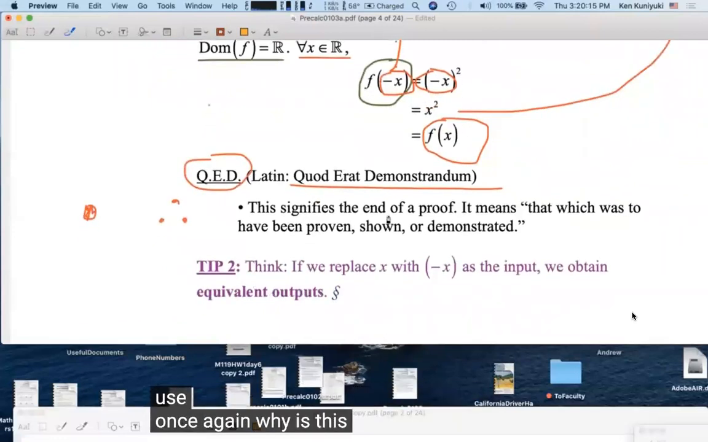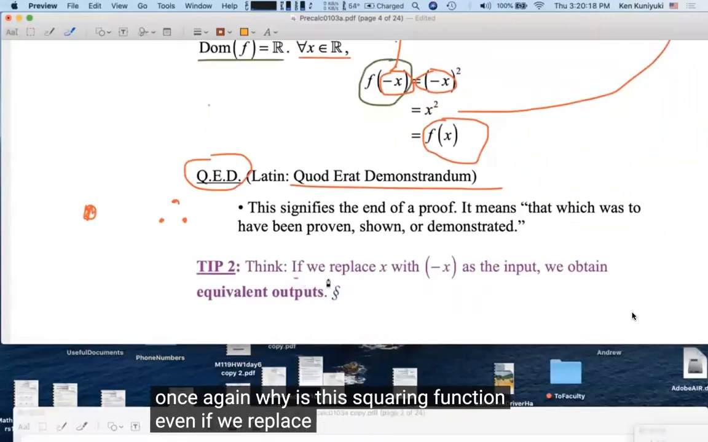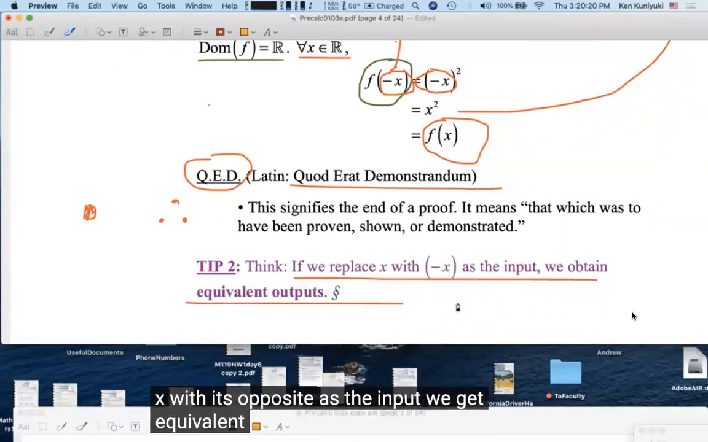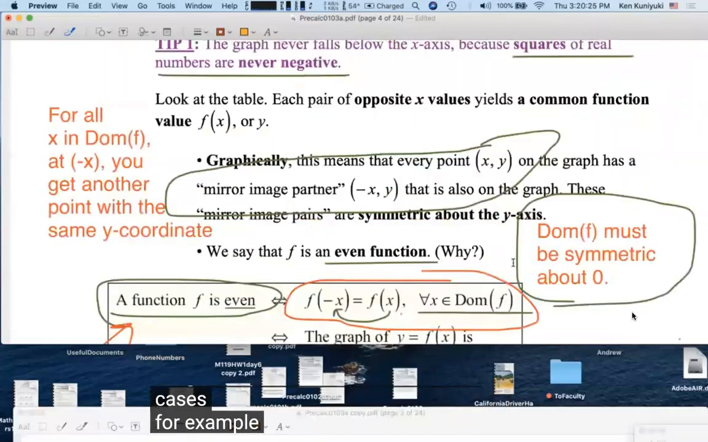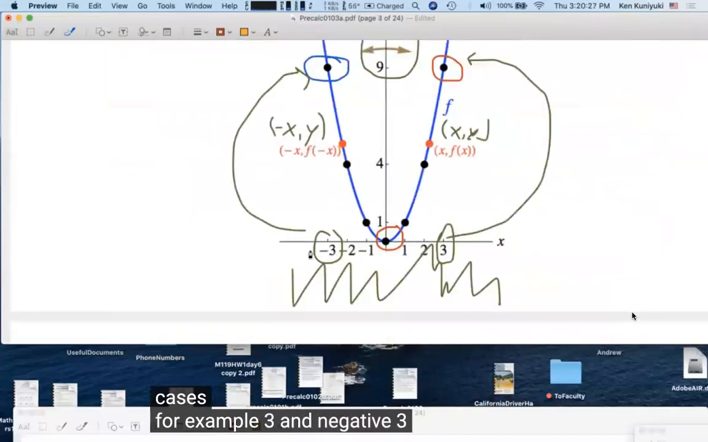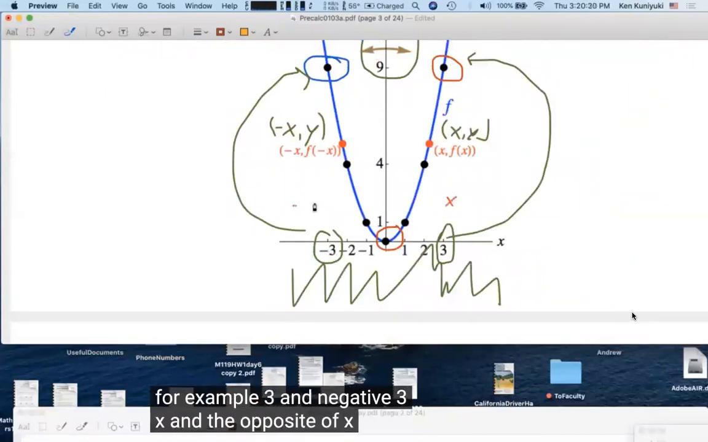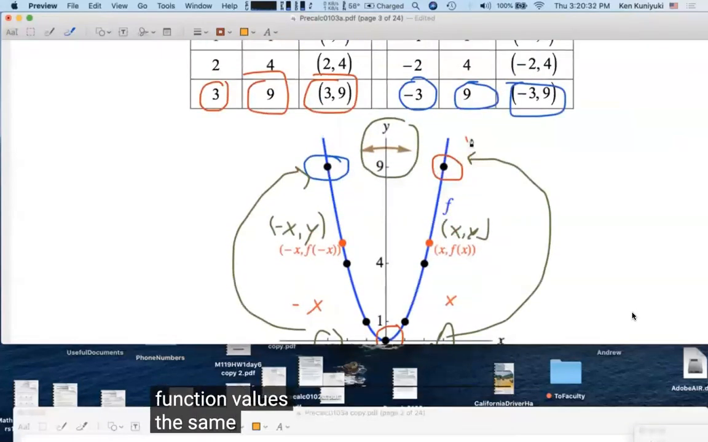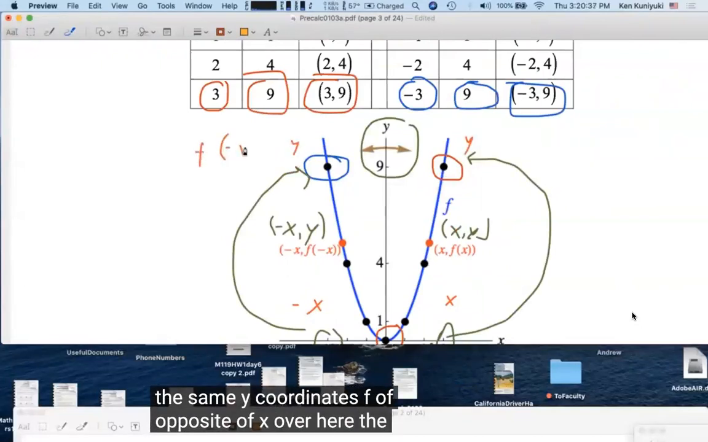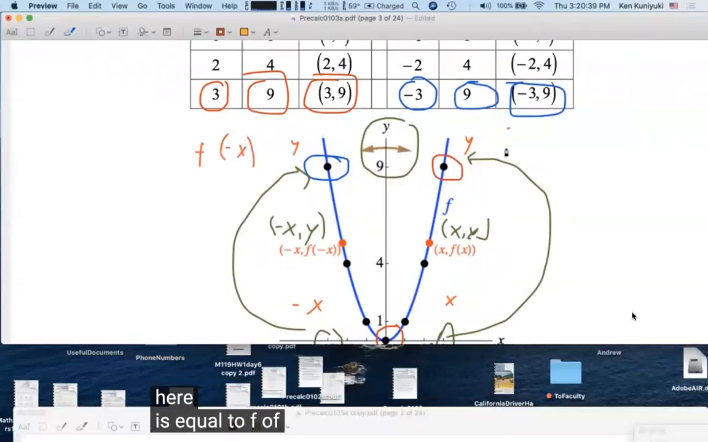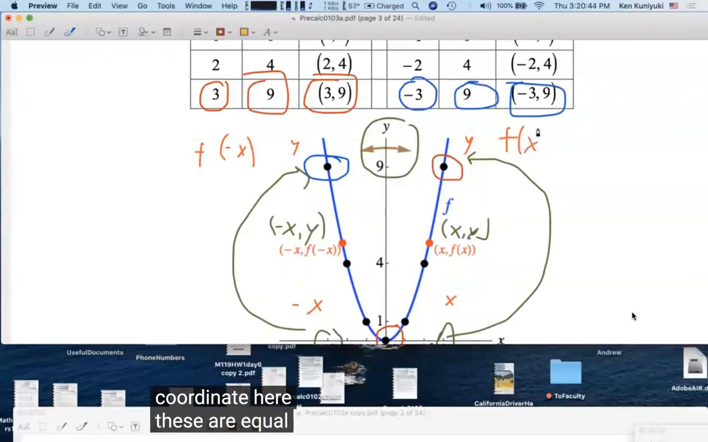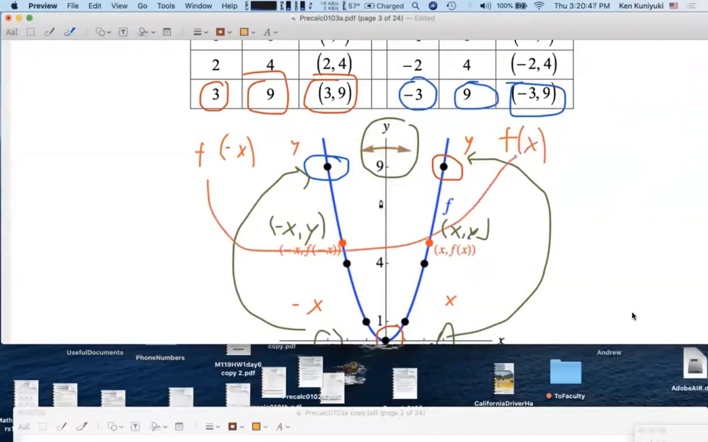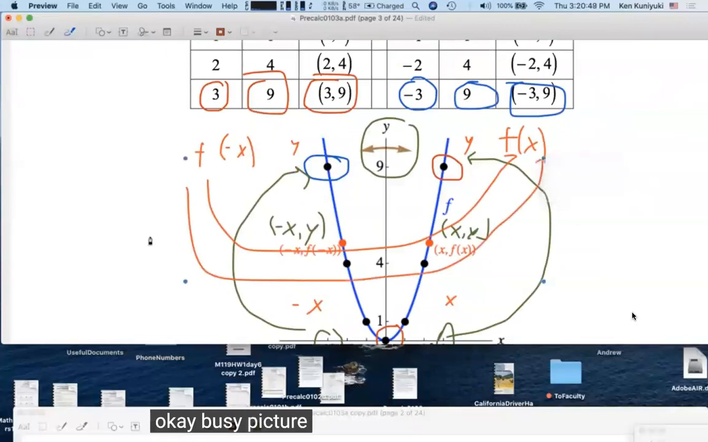Once again, why is this squaring function even? If we replace x with its opposite as the input, we get equivalent outputs. We get x squared, that is f of x in both cases. For example, 3 and negative 3, x and the opposite of x give us the same function values, the same y coordinates. f of opposite of x over here, the y coordinate here, is equal to f of x over here, the y coordinate here. These are equal. Busy picture.